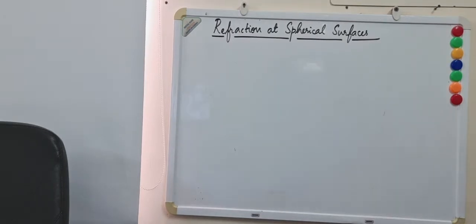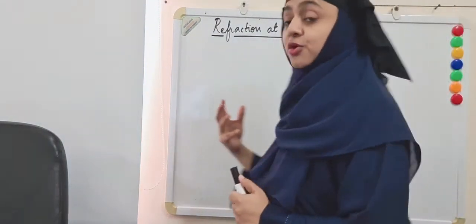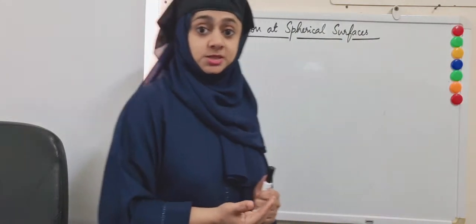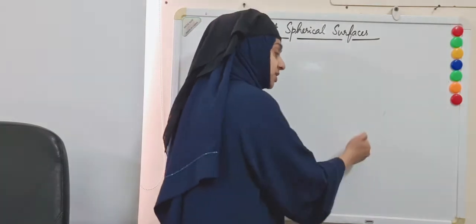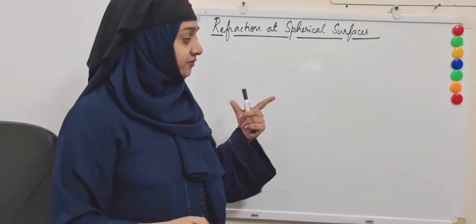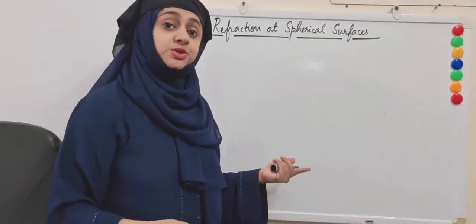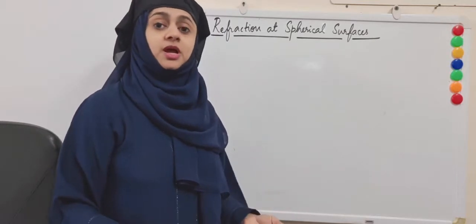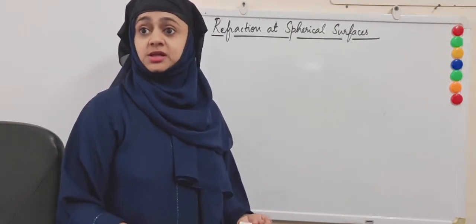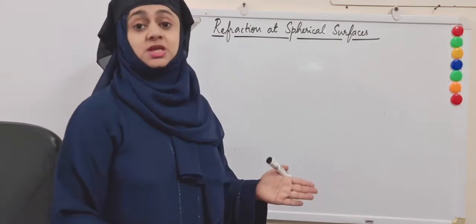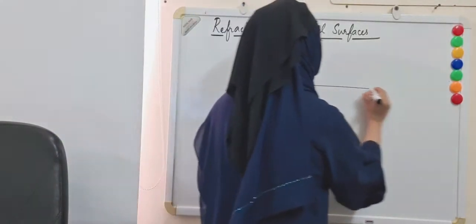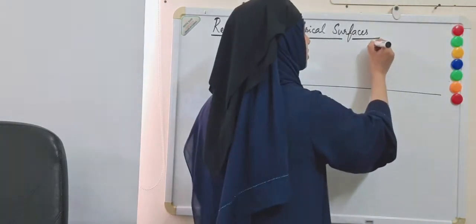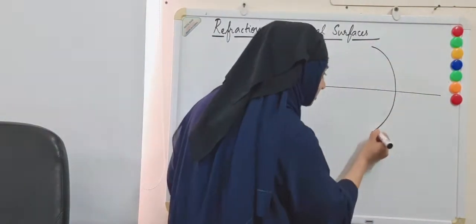Now let us consider refraction of light at spherical surfaces. Here we will be considering a concave surface, but the final general equation which we derive can be applied to all types of spherical surfaces, both convex and concave. Here we will consider a light ray which is incident on a curved surface.